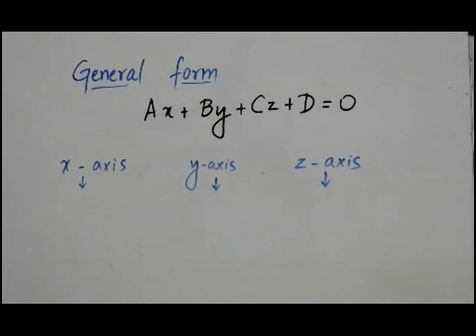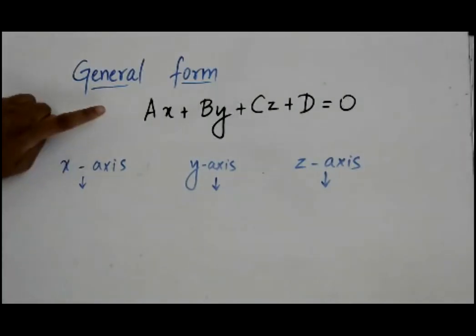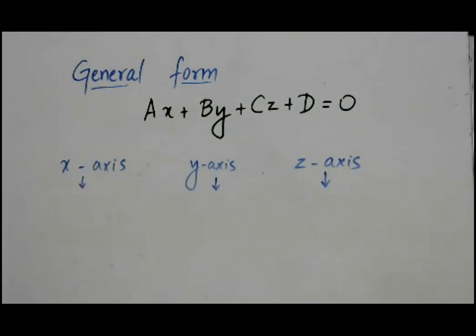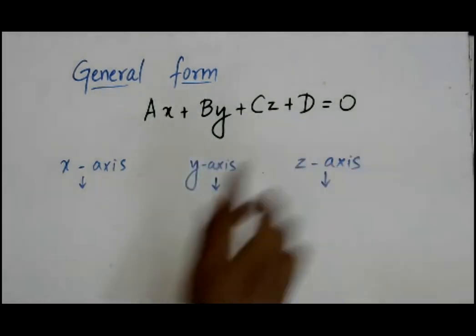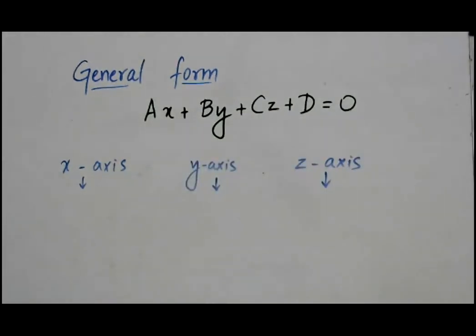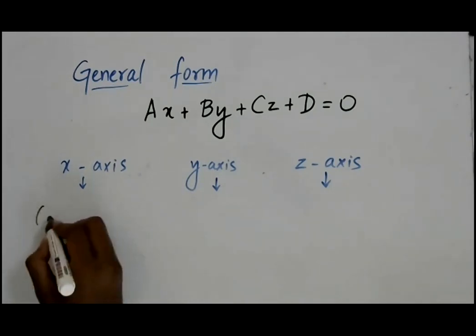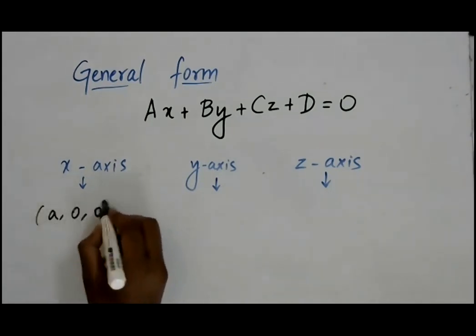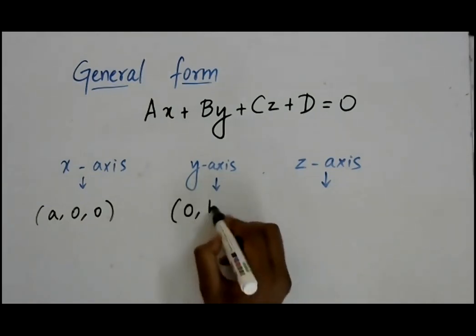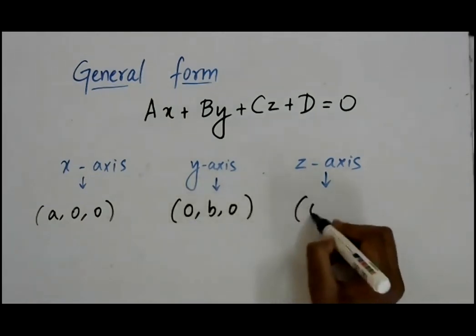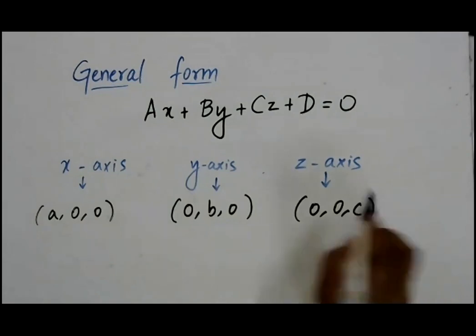So let us try to derive the equation in terms of intercept form. We know that the general equation for a plane is ax plus by plus cz plus d is equal to 0, where at least one of them is not equal to 0. So let us say the points where the plane cuts the x-axis, y-axis and z-axis are as follows. It is (a, 0, 0), (0, b, 0), and (0, 0, c).